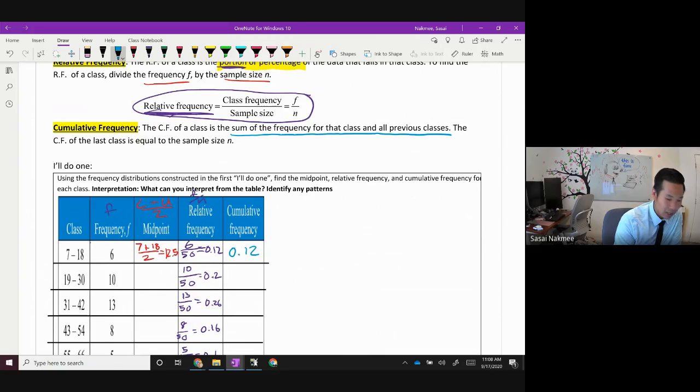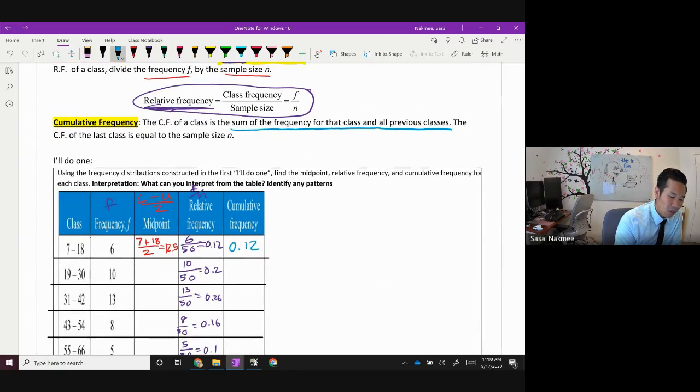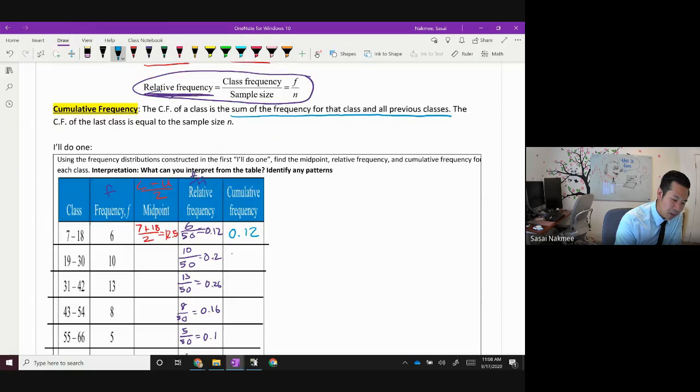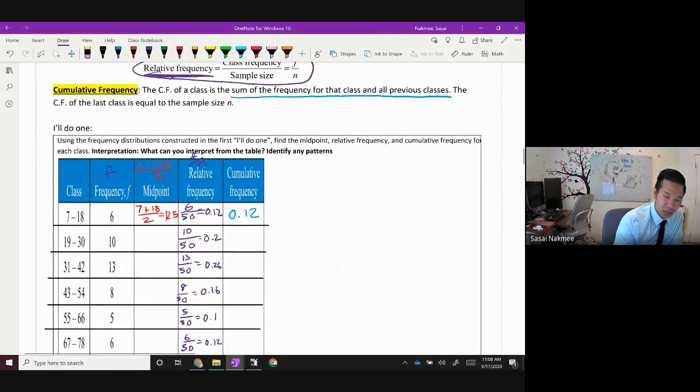I just take that number and it's just that one right there. For the next one though, this one's going to be not 0.12, not 0.2, but the answer that I had before, which is 0.12, added with the number that I'm on now.